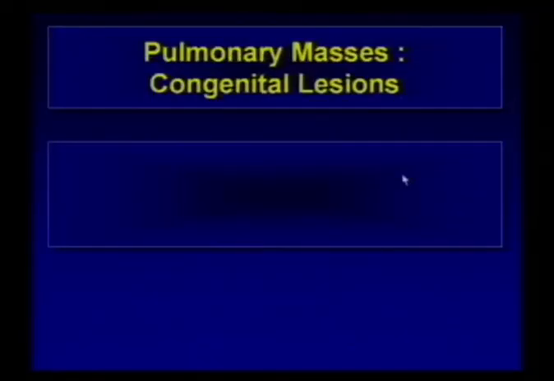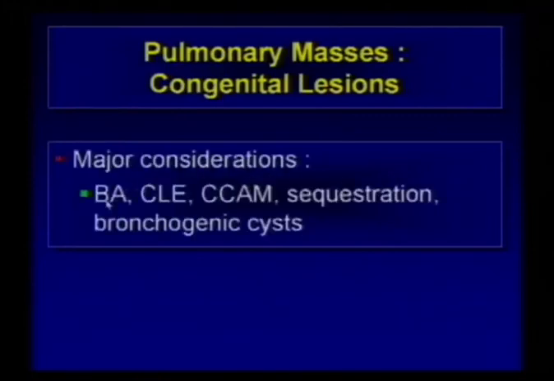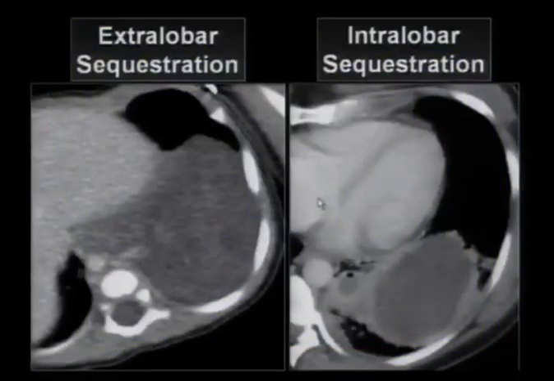How about congenital lesions that may cause multiple nodules or in particular masses? Major considerations: bronchial atresia, congenital lobar emphysema. Before it fills with air, it may have fluid in it, so you may see a mass in a neonate. Congenital cystic adenomatoid malformation, that often goes by another name now, congenital pulmonary airway malformation, CPAM. That's what the pathologist called it. It'll eventually permeate our literature as well. Sequestration and bronchogenic cysts. Sequestration is probably one of the bigger ones you want to think about, so I'm going to focus on that a little bit.